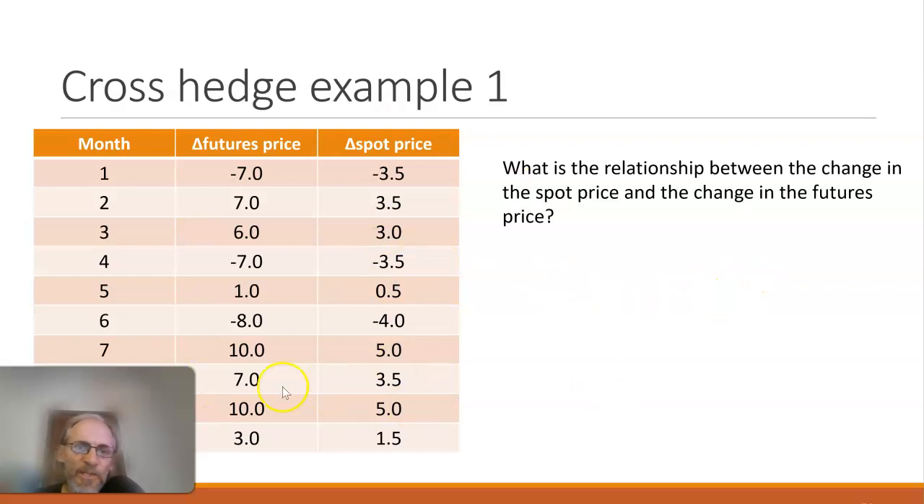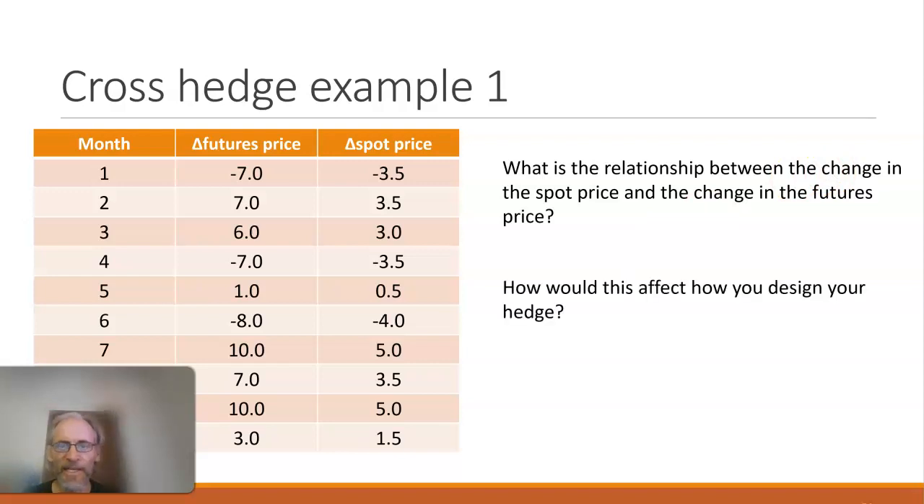So we have some techniques that we use to help hedge work better, and we'll talk about these. I've got here, and I just made these numbers up, a futures contract. You might consider that this is orange juice and this is pineapple juice. I've got the change in the futures price over the last 10 months. In the first month, the futures price went down 7, the spot price went down 3.5, and then futures went up 7, the spot went up 3.5, and you can see that relationship there. What's the relationship between the change in the spot price and the change in the futures price? You can see that the spot price moves half as much as the futures price.